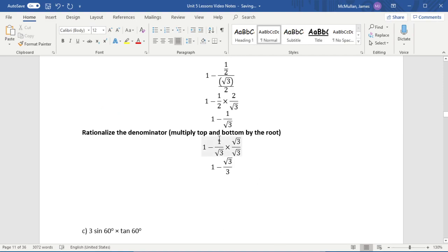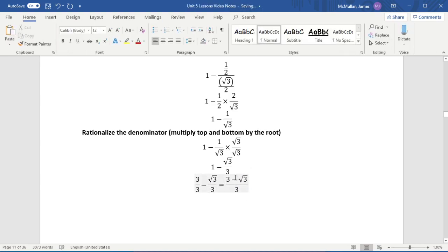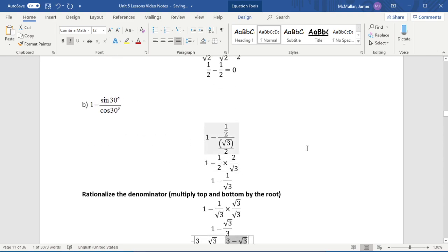You see that? The top times the top, 1 times root 3 gives me root 3. Root 3 times root 3 gives me just regular 3. Now I can make a common denominator, 3 over 3 minus root 3 over 3. And there's nothing you can do with that. Just 3 minus root 3 over 3 is the answer. That's it. Like you can't make it any simpler than that. Okay, so that's the exact value. That's the answer I would be looking for if I asked you this question.